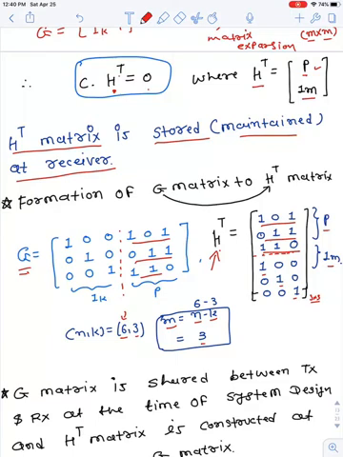So how can we produce the HT matrix from the G matrix? In the HT matrix we simply put the P matrix of the G matrix as it is, and at the bottom we form an identity matrix of size M cross M. So that is the HT matrix. The receiver will construct the HT matrix from the G matrix. But the primary requirement is that the transmitter has to share the G matrix with the receiver. Then and only then can the HT matrix be constructed. Otherwise the receiver is not able to get the HT matrix.